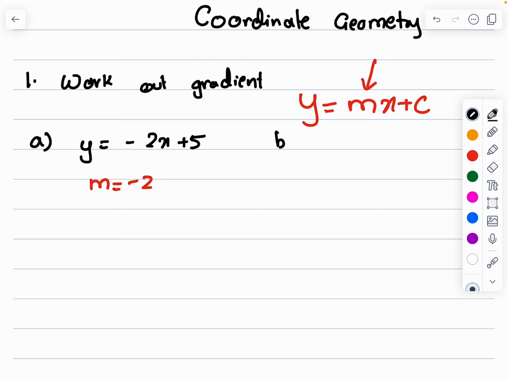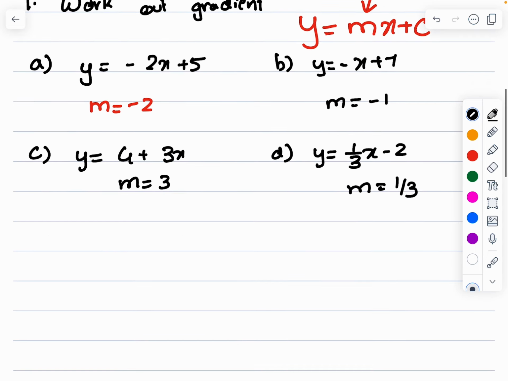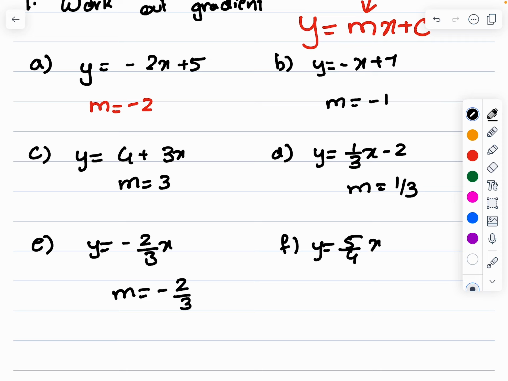Now the second question, y equals negative x plus 7. In this case, m equals negative 1. Then y equals 4 plus 3x. In this case, m equals 3. Then I go to the fourth part, d. y equals 1 upon 3x minus 2. So what is the gradient over there? 1 upon 3. Then y equals negative 2 upon 3x. What is the gradient? Negative 2 upon 3. Then y equals 5 upon 4x plus 2 upon 3. So what is the gradient? 5 upon 4.